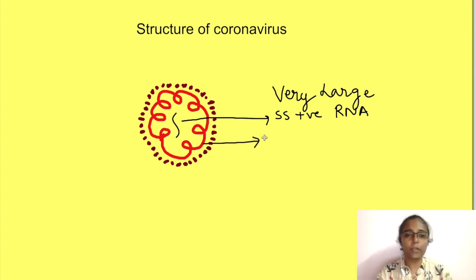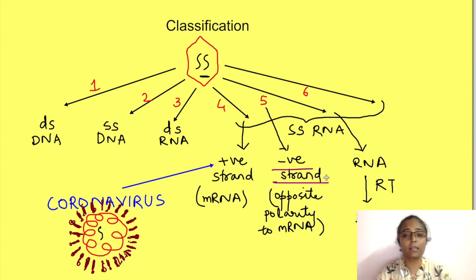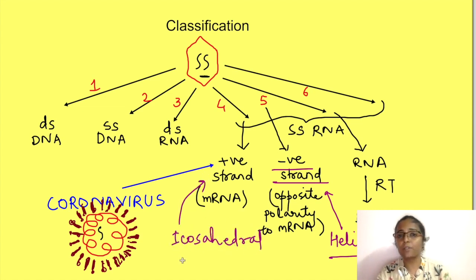Secondly, the nucleocapsid of the coronavirus has helical symmetry. Now, this is an exception since generally helical symmetry is present in negative strand RNA viruses, that is in class 5th, while positive strand RNA viruses generally have icosahedral symmetry. So, that is also one unique feature of coronavirus.